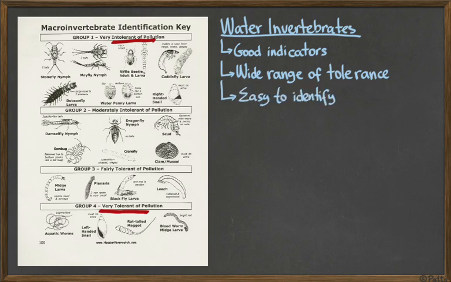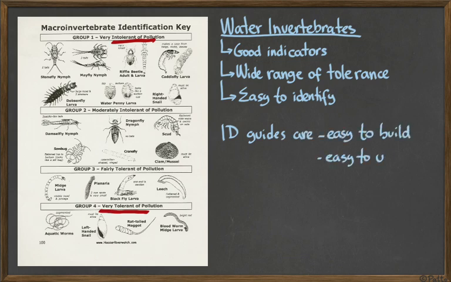They are easy to identify, at least to the level that is necessary for indicator species work. If you have an ID guide that's easy to build and easy to use, even non-trained volunteers can use them. So it's very easy, simple, and cheap to be using this.